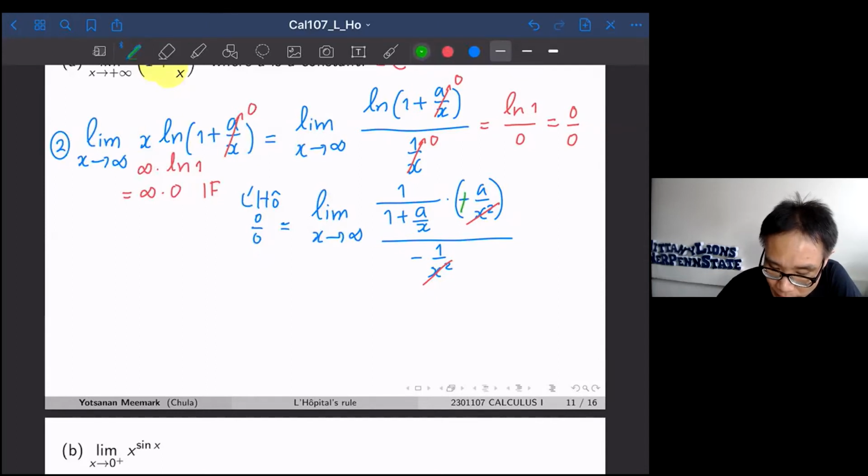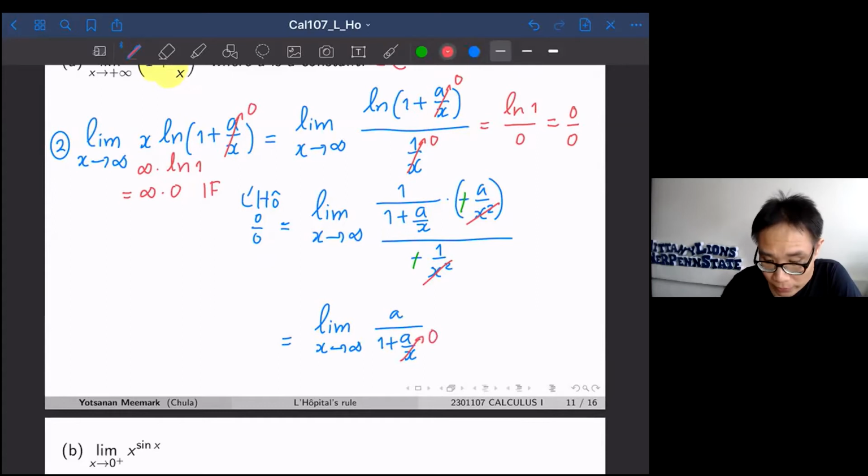So in this case you would have the limit as x goes to infinity of a over 1 plus a over x, and as x goes to infinity, the a over x term becomes 0. So the limit turns out to be equal to a.